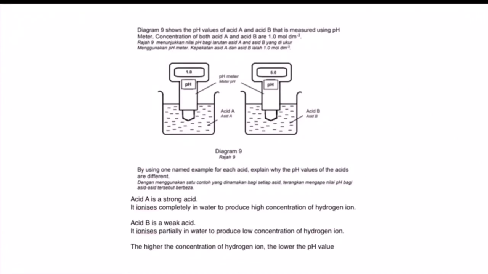Diagram 9 shows the pH values of acid A and acid B that is measured using pH meter. Concentration of both acid A and acid B are 1.0 mol/dm³. By using one named example for each acid, explain why the pH values of the acids are different. The answer is acid A is a strong acid. It ionizes completely in water to produce high concentration of hydrogen ion, while acid B is a weak acid. It ionizes partially in water to produce low concentration of hydrogen ion. So, the higher the concentration of hydrogen ion, the lower the pH value.